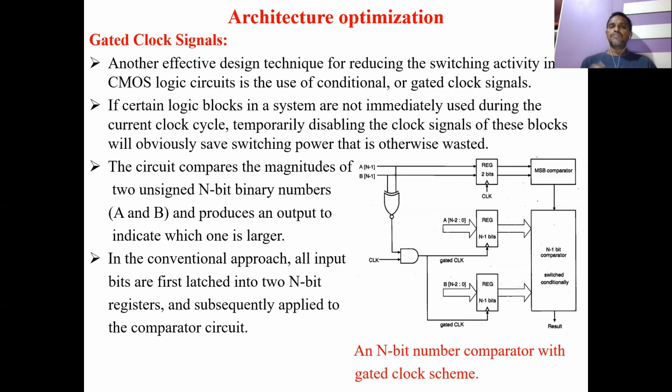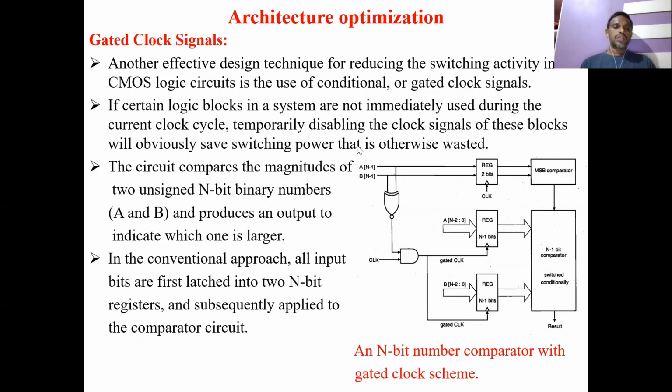If certain logic blocks in the system are not immediately used during the current clock cycle, then we can disable the clock cycles for those circuits. After that, whenever we require, we will apply the clock signals for them. Due to that, we can reduce the switching power.